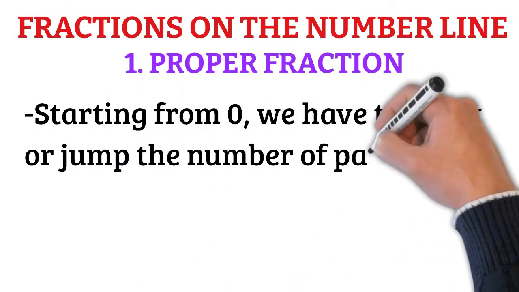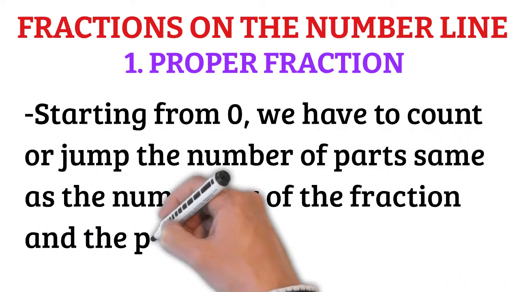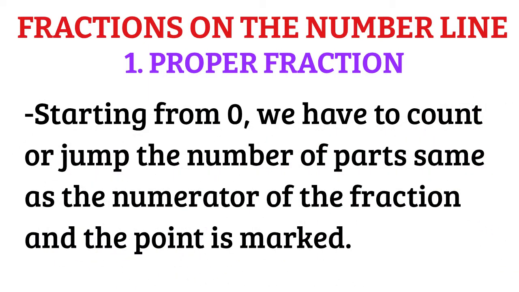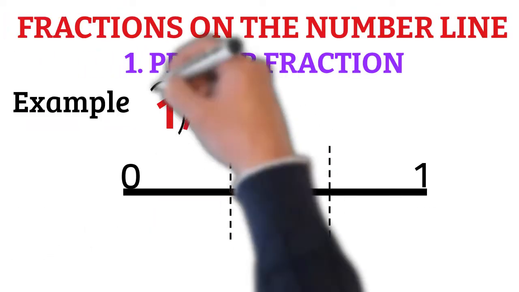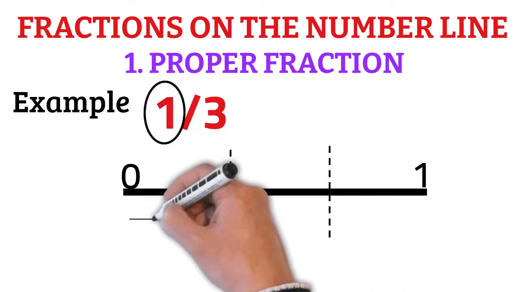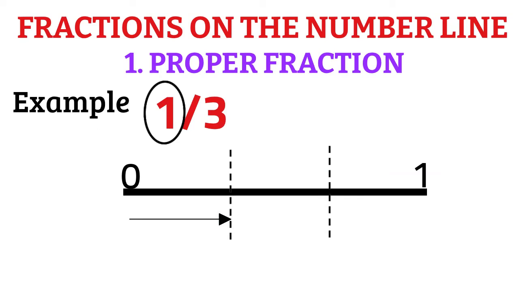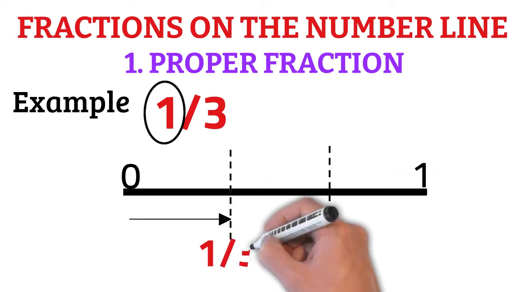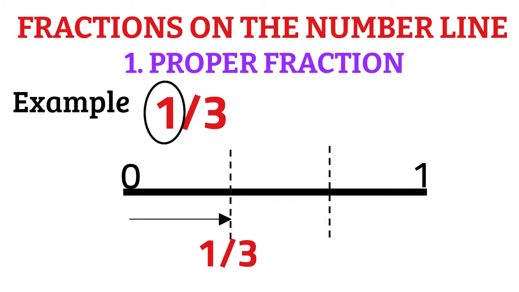Next, starting from 0, we have to count or jump the number of parts same as the numerator of the fraction, and the point is marked. Now, as the numerator of 1 by 3 is 1, here we will count only one part from the point 0, and the point is 1 by 3.